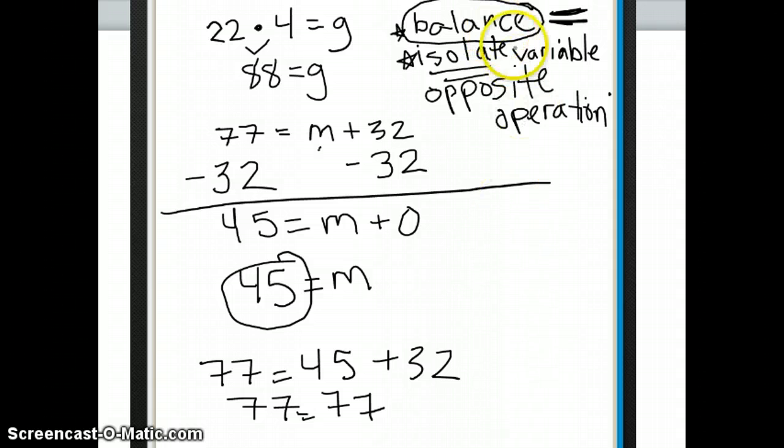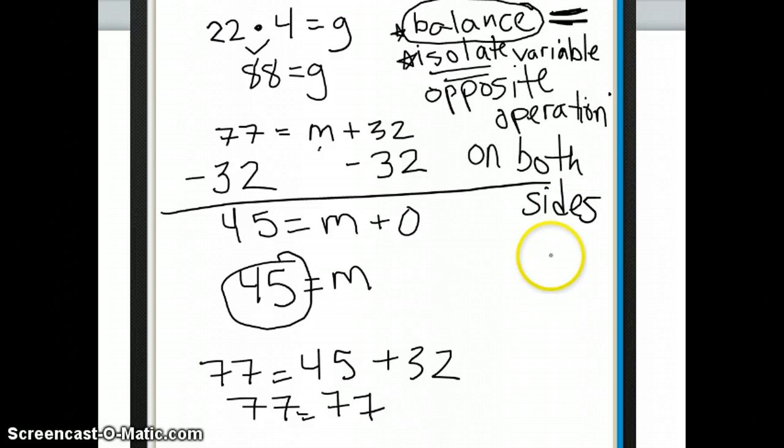So our important concepts to remember are that we must maintain balance. We need to isolate the variable in order to solve for that variable to find out what it equals. And if the variable is not alone, we have to do the opposite operation, and we have to show that on both sides of the equation. Whatever we do on one side of the equation, we must do on the other side of the equation because of the equal sign. Because it's an equation and it has an equal sign, we must maintain balance.